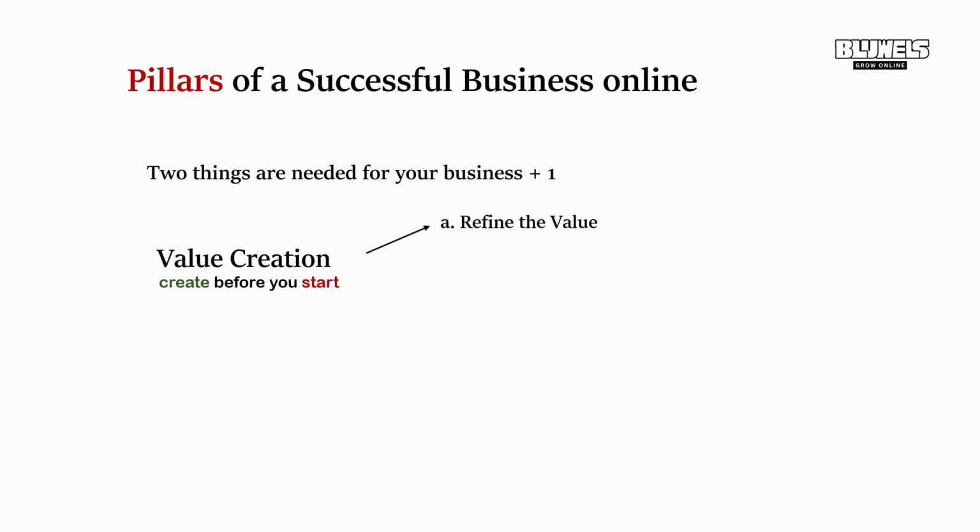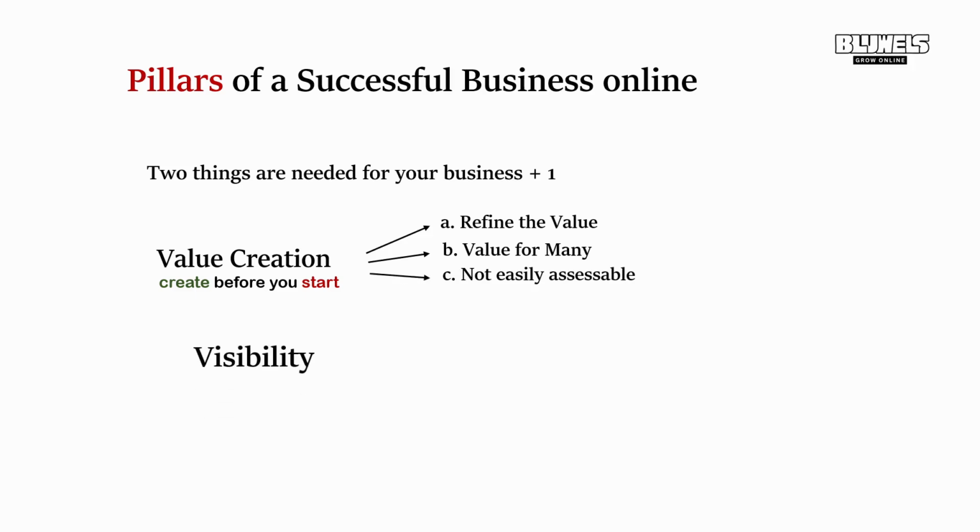And every value that will scale online must first be refined, which means it should be something exceptional. Also, it should be something that a lot of people would need, and it should not be anything that is easily accessible in localities. For instance, you don't go online to sell toothpick or just anything that people can prefer to just buy easily around them. So the next thing you need is visibility.